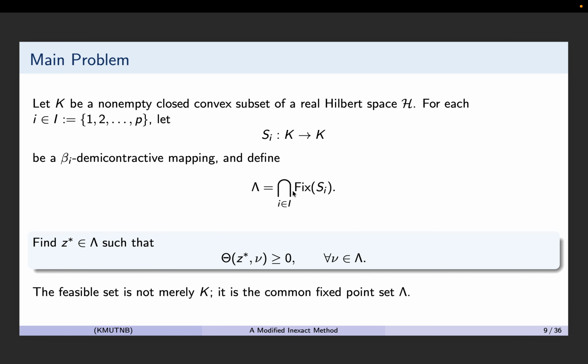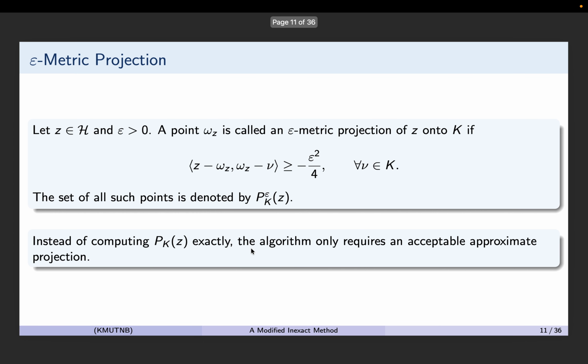So the main problem we consider here is this: we want to find a z star in this set, where this is the set of common fixed points of this delta. So we want to find such that this is the equilibrium, and now we are considering a constraint set of common fixed points of particular mappings here, beta I demi-contractive mappings. And this is just to remind the definition of the metric here.